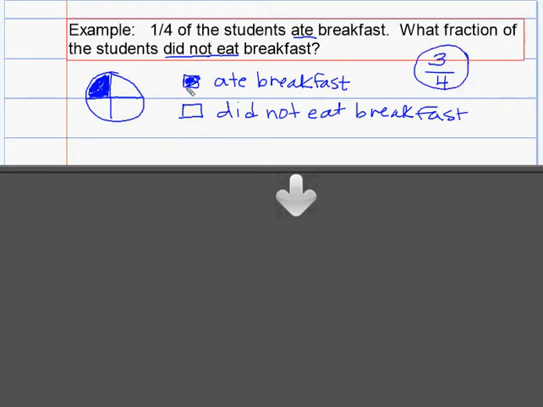Now, if you want to do that as an equation, you would write the part 1/4 plus the unknown part. I'll call it n for did not eat. 1/4 plus n has to equal 1. So what number do you have to put here so that you equal 1? Well, again, that would be 3/4.